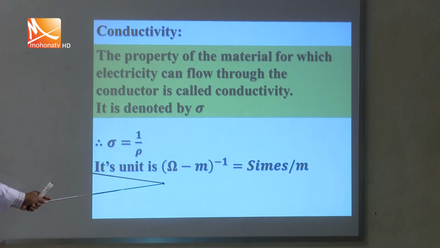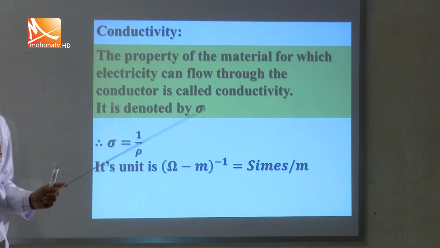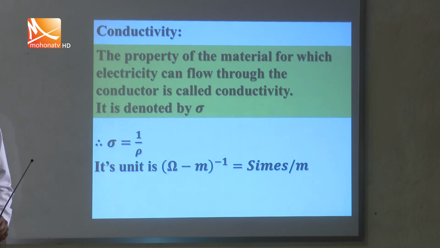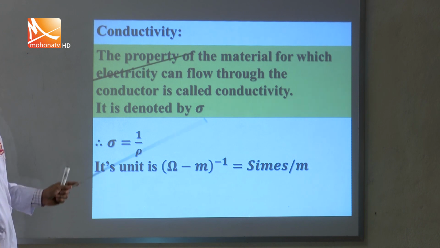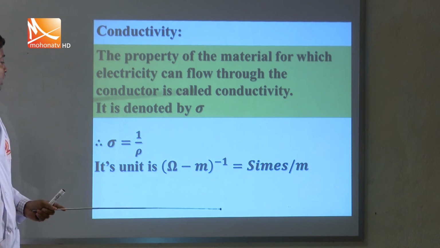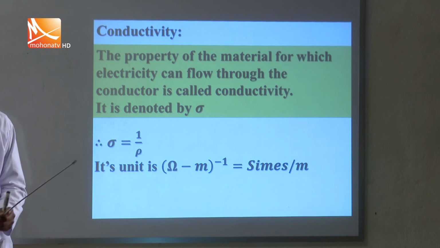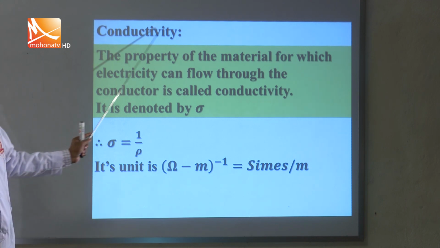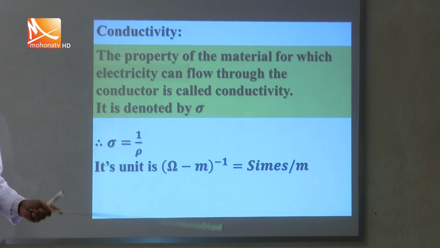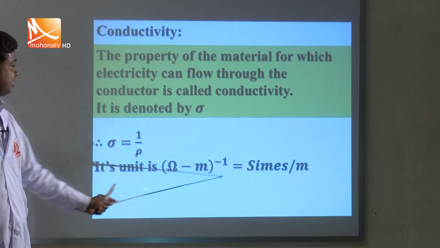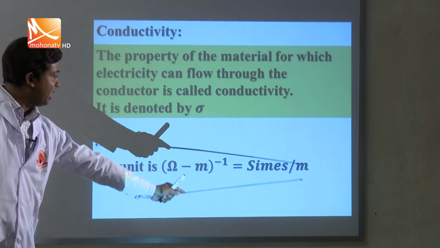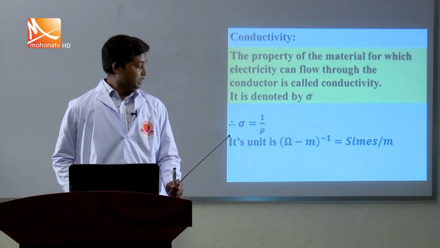You know that conductance is the opposite of resistance. I repeat, conductance is the opposite of resistance. That means the unit of resistance is ohm. So, what will be the unit of conductance, not conductivity? The unit of conductivity will be Siemens per meter.